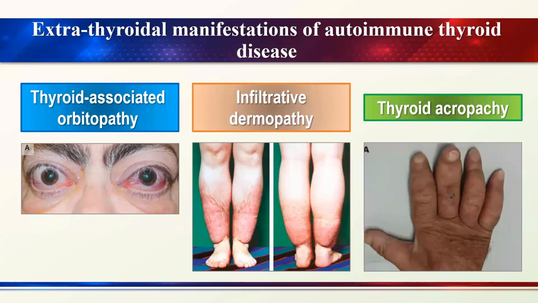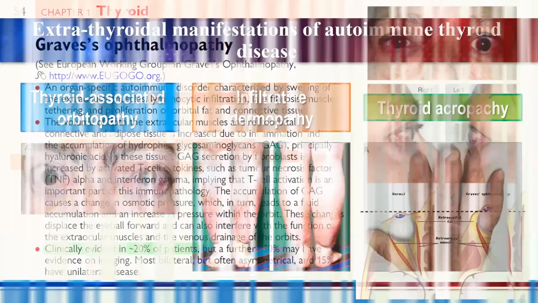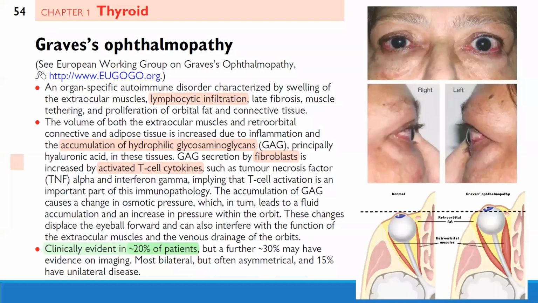These three features are pathognomonic for Graves disease, but may be present in other autoimmune thyroid disease. Graves orbitopathy is clinically evident in about 20% of patients, and can be diagnosed in another 30% by imaging study, CT or MRI. The most important etiological factor is lymphocytic infiltration and accumulation of hydrophilic glycosaminoglycan, secreted by fibroblasts, which are activated by T cell cytokines.